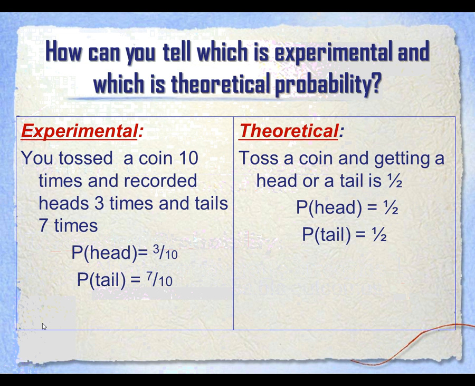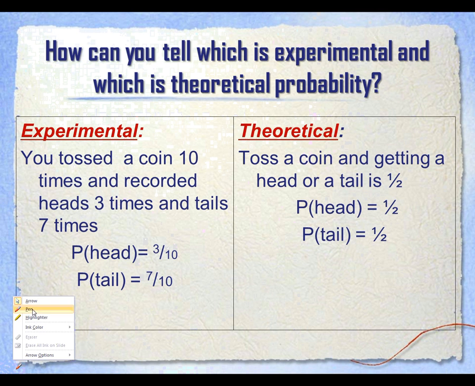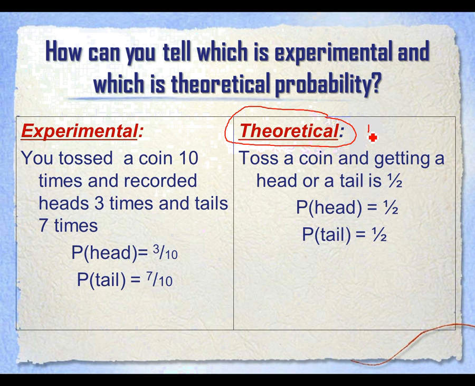Let's go on to the next one here. Now let's talk about how we can tell the difference between experimental and theoretical. Experimental is, you tossed a coin 10 times and recorded heads 3 times and tails 7 times. So those are your experimental probabilities right there. And theoretical is you toss a coin and getting a heads or tails is 1/2. This is in theory what should happen. Hence the name theoretical.